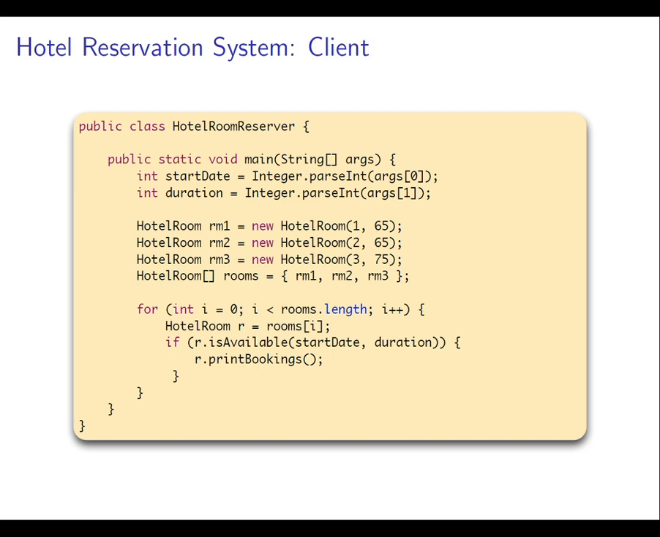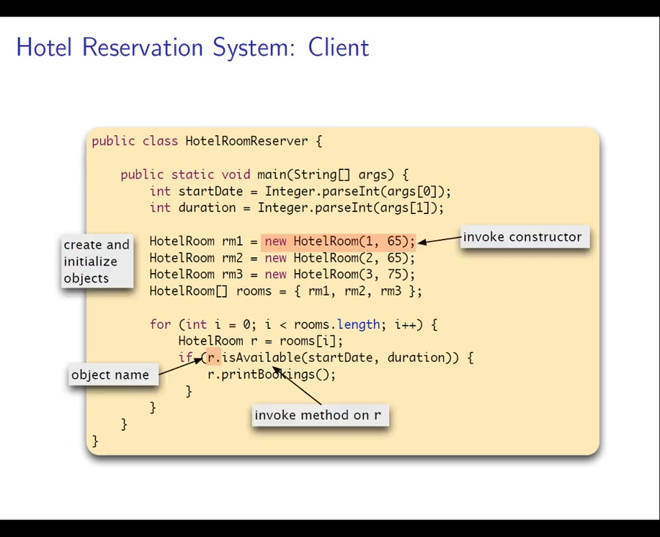We're going to send to that hotel room the isAvailable method with the start date and duration that we took off the command line, and then we're going to print the bookings that it has. Okay, so that is about what I said.